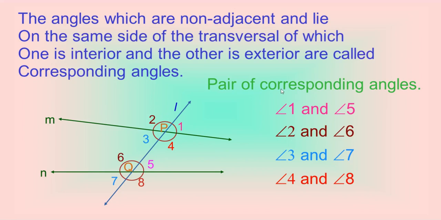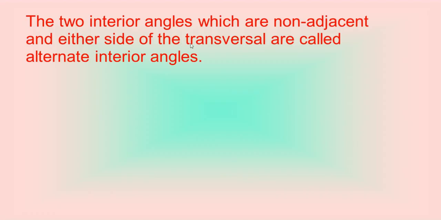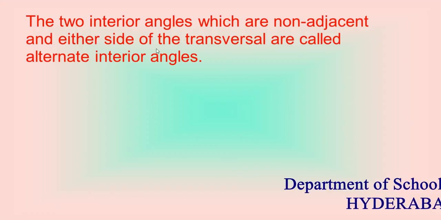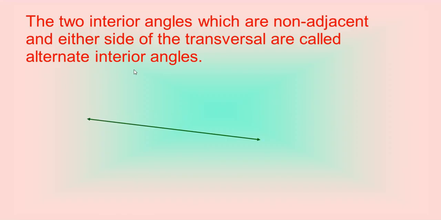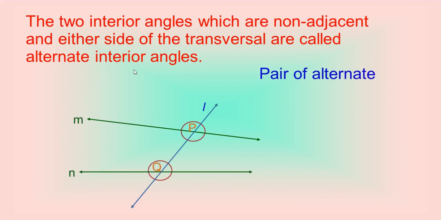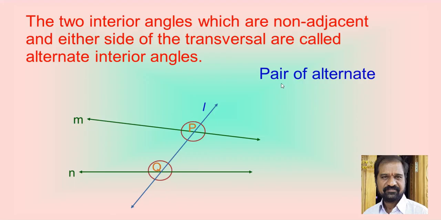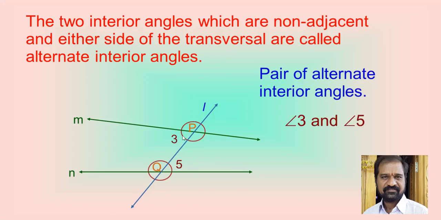So we get four pairs of corresponding angles. The two interior angles which are non-adjacent and on either side of the transversal are called alternate interior angles. Now we discuss pairs of alternate interior angles. 3 and 5: both are interior, on either side of the transversal, and non-adjacent angles. Therefore 3 and 5 are a pair of alternate interior angles. Another pair is 4 and 6. We get two pairs of alternate interior angles.